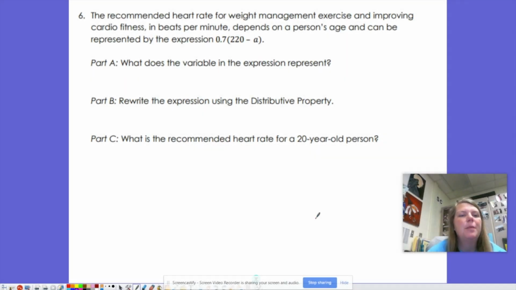Hey guys, so I'm going to go ahead and get started on a few problems from section 1, topic 3. The first problem I want to go over is number 6.